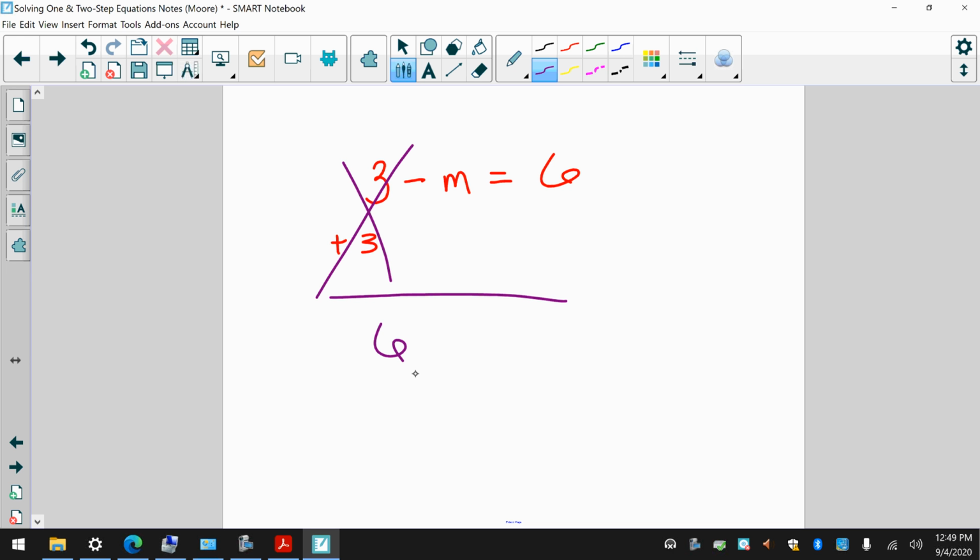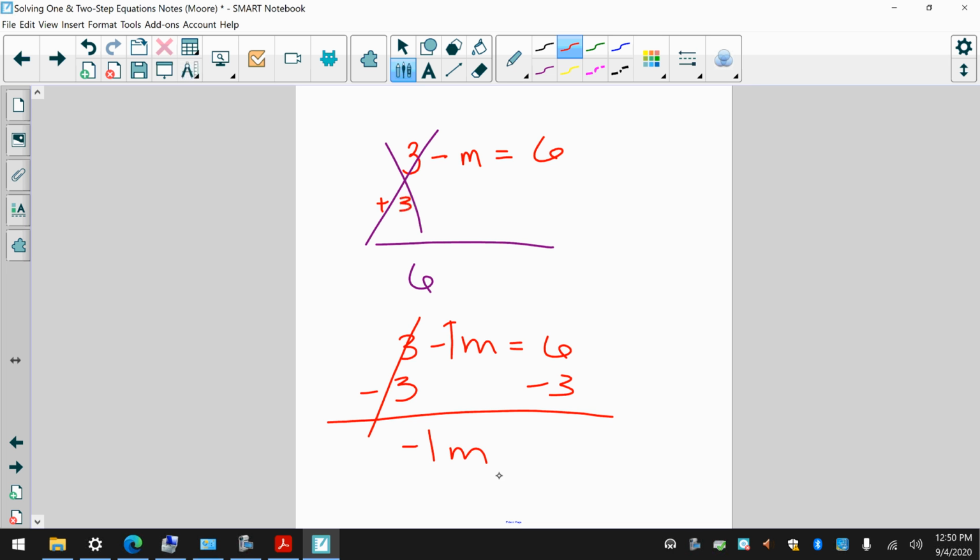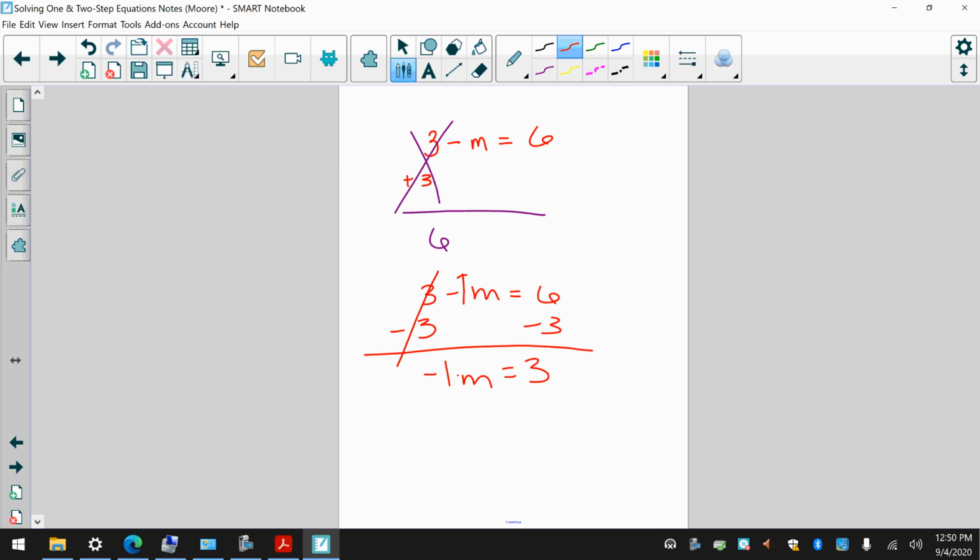So what you want to do to get rid of that, let me rewrite this, is think to myself, okay, this is actually positive 3 and this is negative 1m. So this is actually a multiplication, negative 1 times m. That means I'm going to subtract 3. What's 3 minus 3? It's 0. Now it cancels. So now I have negative 1m equals 3. This is now a multiplication problem. Divide both sides by negative 1. I'm left with m equals negative 3.